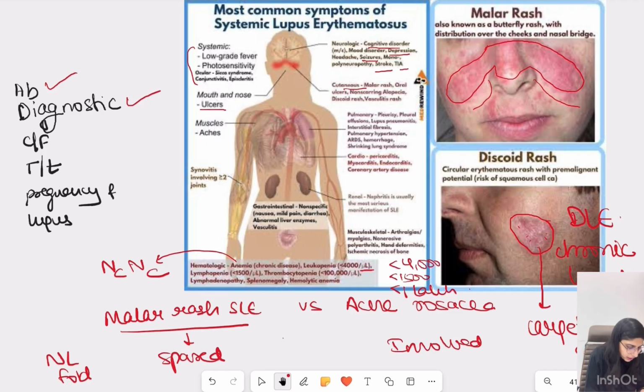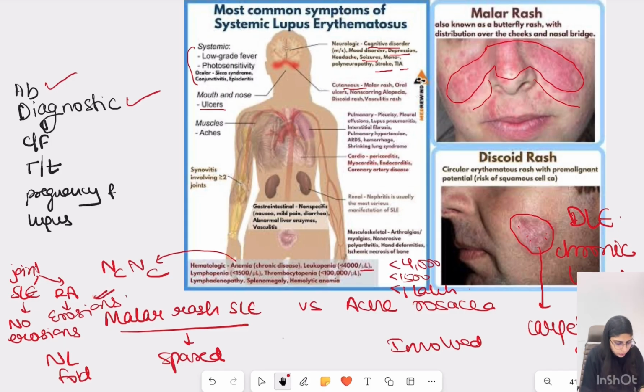Now, as far as joints are involved, what is the difference between joint involvement in SLE and rheumatoid arthritis? In SLE there are no erosions, so it is a non-erosive arthritis. In rheumatoid arthritis there are erosions. So a non-erosive arthritis is a feature of SLE.